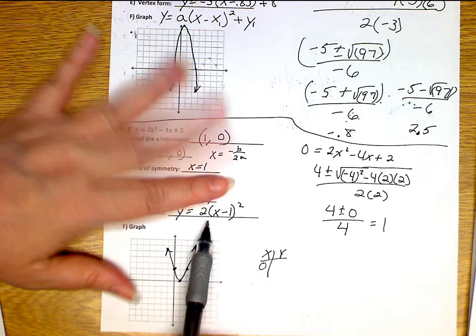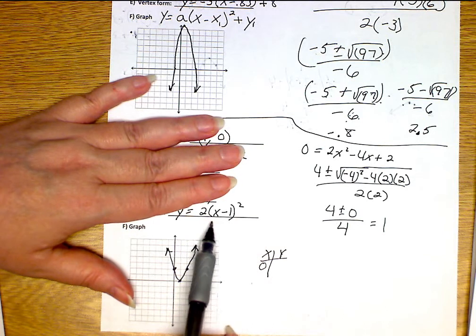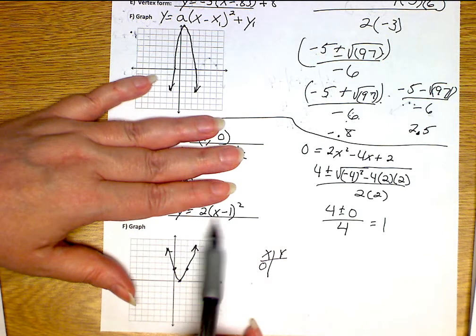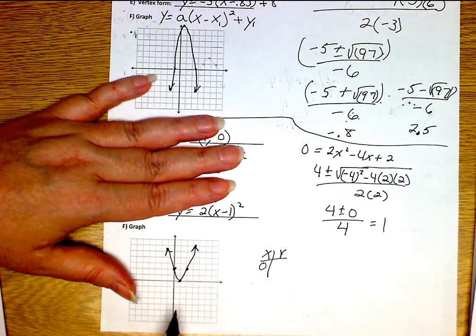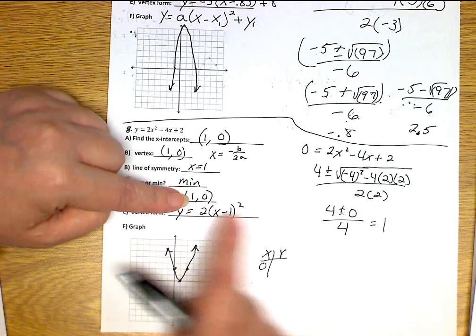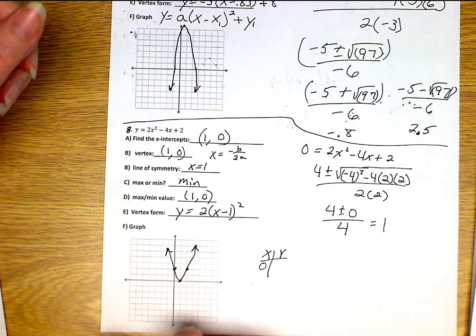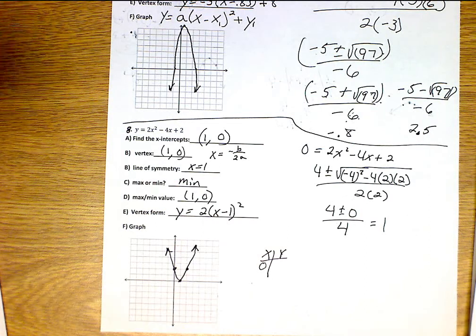What's the vertex here? No, if this was your function, what would be your vertex? 1, because it's what makes it 0. It's always the opposite, and then your y value is the same. All right. Two things.